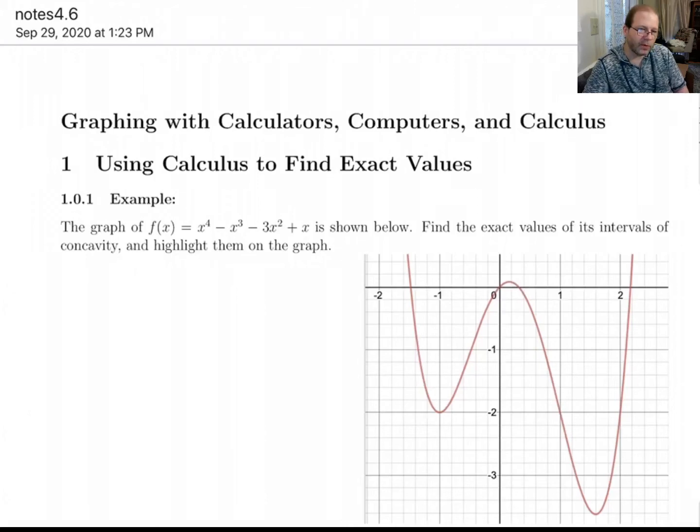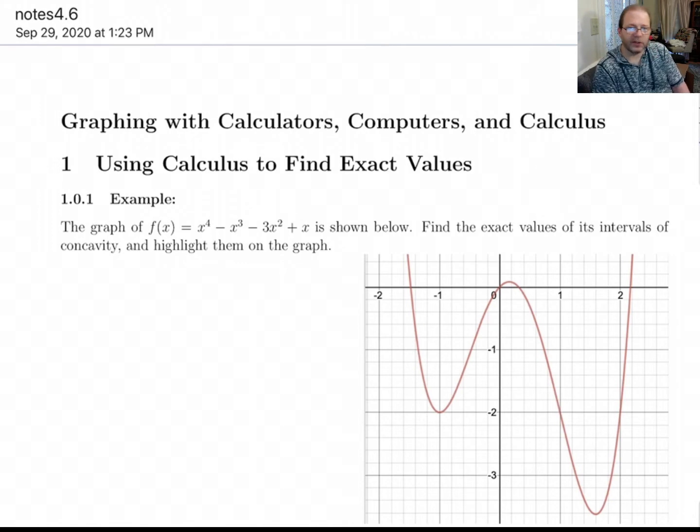Hey guys, today we're going to start section 4.6. The title of this section is Graphing with Calculus and Calculators, but I changed the title on my video anyway to Graphing with Calculators, Computers, and Calculus. You might notice we skipped section 4.5. The title of that was Summary of Curve Sketching.